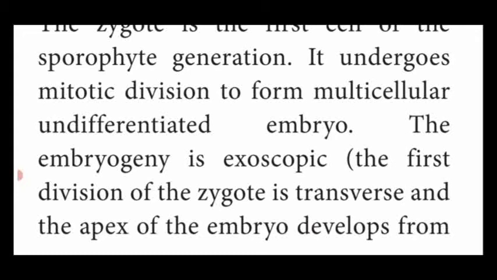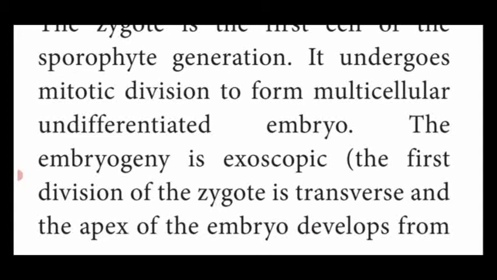That means the first division of the zygote is transverse, and the apex of the embryo develops from the outer cell. That is said to be exoscopic. Exo means outer. The embryo which is developed from which region? Outer surface. That's why it is named as exoscopic embryogeny.